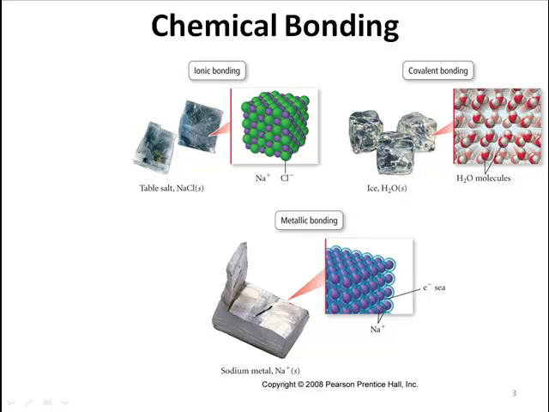Here, covalent bonding, this happens in water, ice is an example, and metallic bonding happens when you have pure metals or alloys of metals. Here, sodium metal has sodium ions, and the electrons flow throughout the sodium. This is why metals are such good conductors of electricity, because the electrons are free to flow around. They are not confined to specific locations. In covalent bonds, they're confined to specific locations between the molecules.